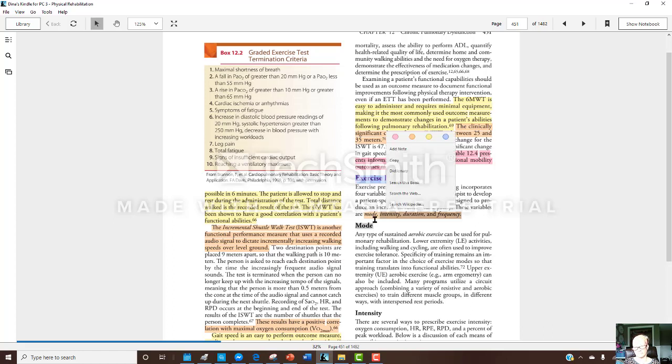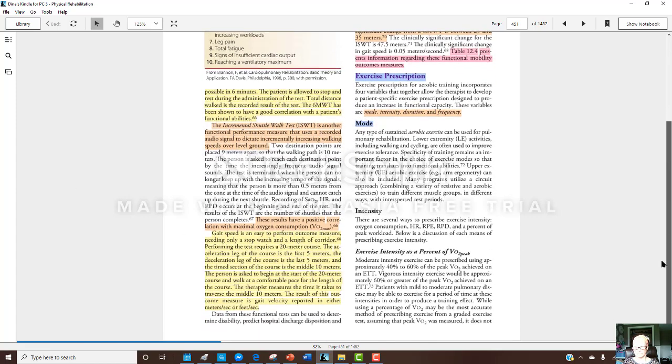Mode. Any type of sustained aerobic exercise can be used for pulmonary rehabilitation. Lower extremity activities, including walking and cycling, are often used to improve exercise tolerance. Specificity of training remains an important factor in the choice of exercise modes so that training translates into functional abilities. 72. Upper extremity aerobic exercise, for example, arm ergometry, can also be included.